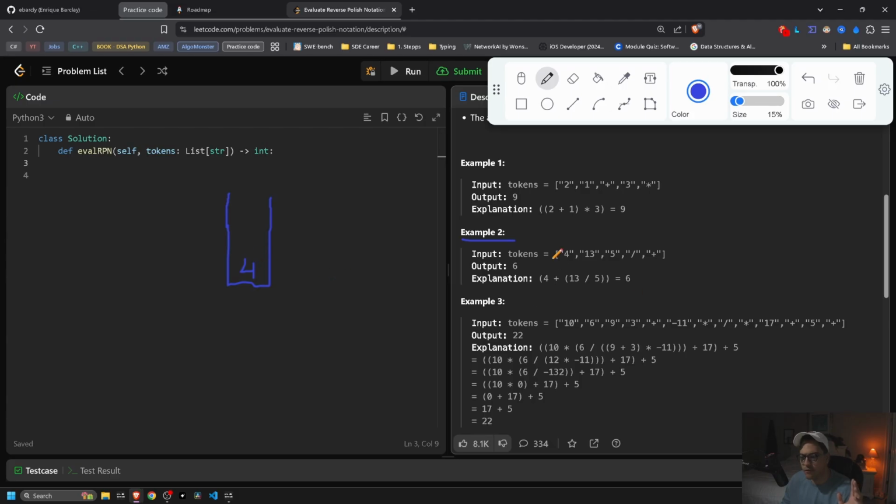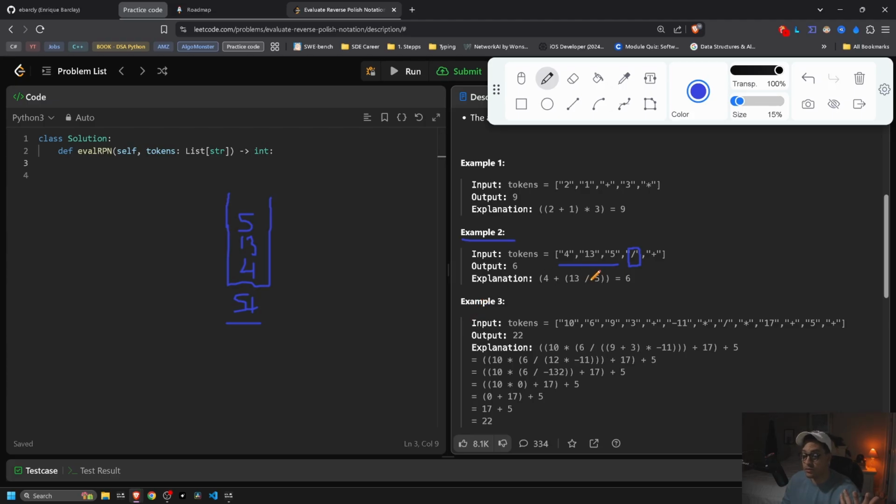So we're iterating over this array here, and we see 4, then we see 13, and we're simply adding them to a stack we're going to create. We're going to say why we're using a stack. So we have 4 and 13 and then 5, okay? We see 3 numbers in a row, and then we see our first operator, the division operator, okay? So what do we do?